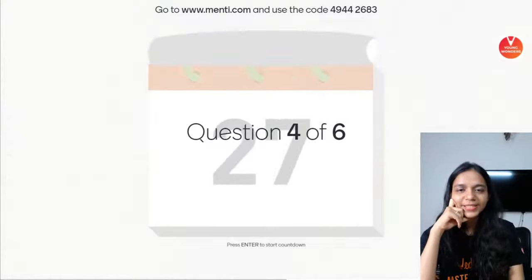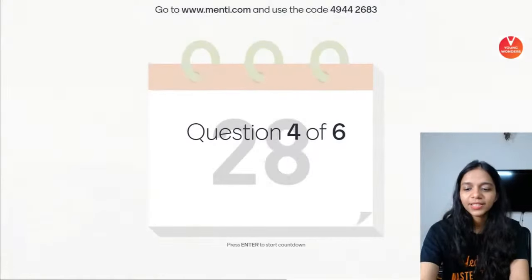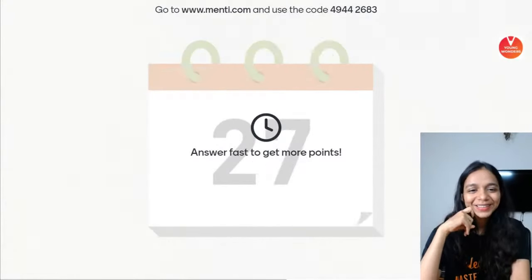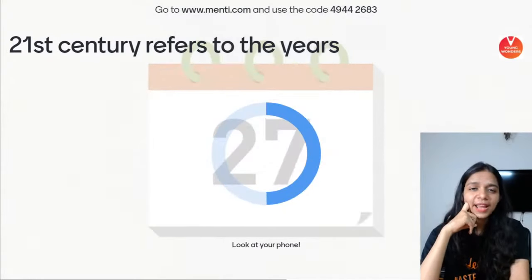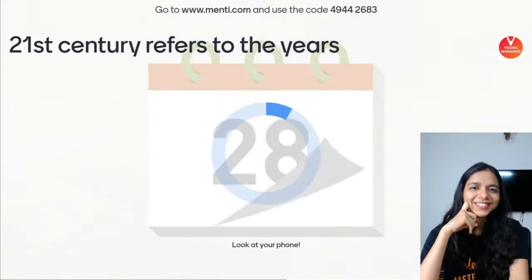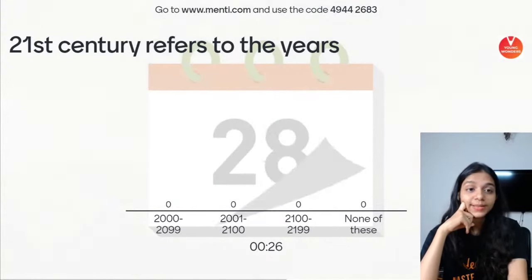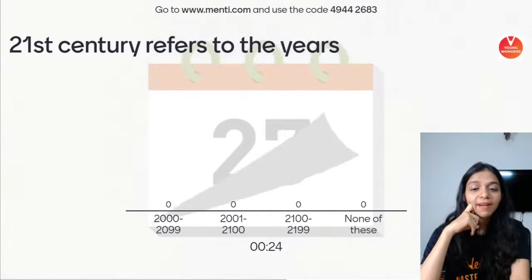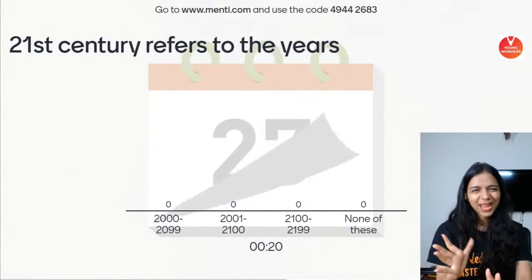All right, question 4 is in front of you. Okay, देखें, खुल जा. अच्छा, I keep forgetting. Does the 21st century refer to what years? 2000 से 2099, 2001 से 2100, 2100 से 2199, or none of these. Think about it.